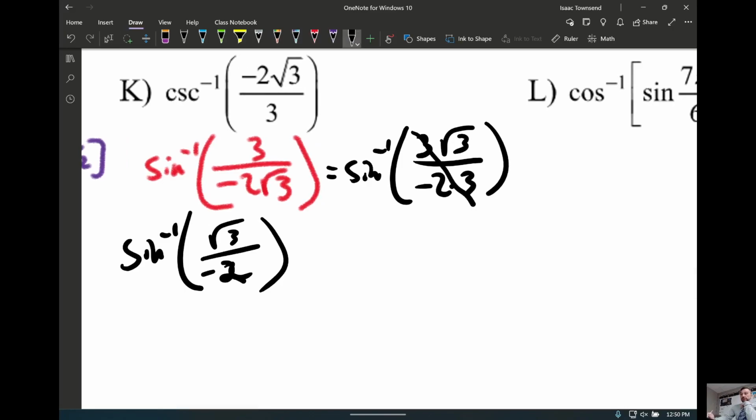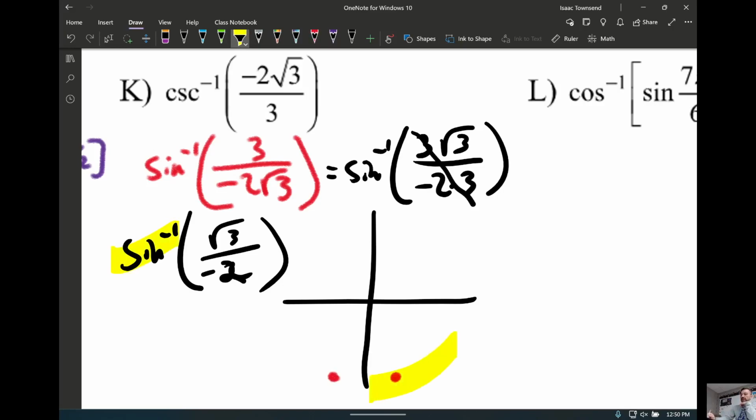Now this is a unit circle question. Sine is negative square root of 3 over 2 in 2 places. The range of inverse sine is negative pi over 2 to positive pi over 2. So my answer comes from here, not from here. Don't call it 5 pi over 3, call it negative pi over 3.